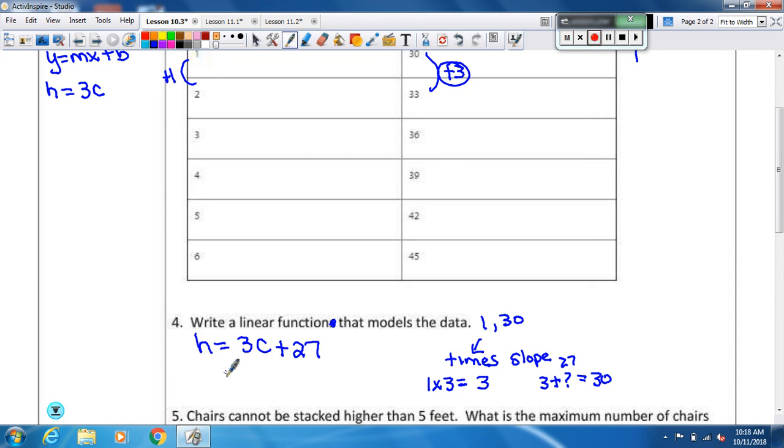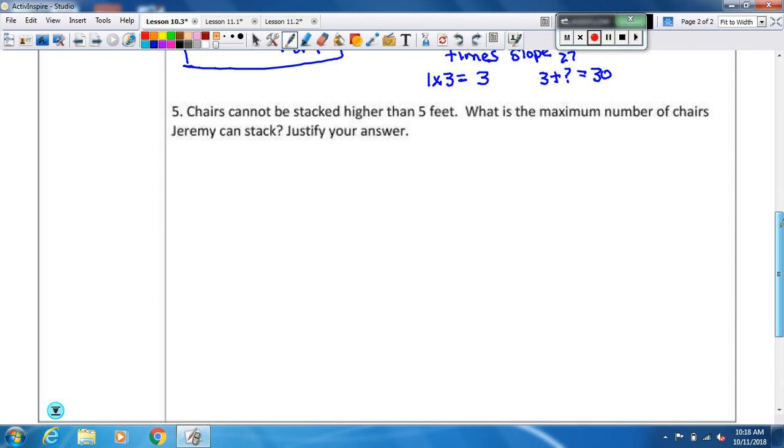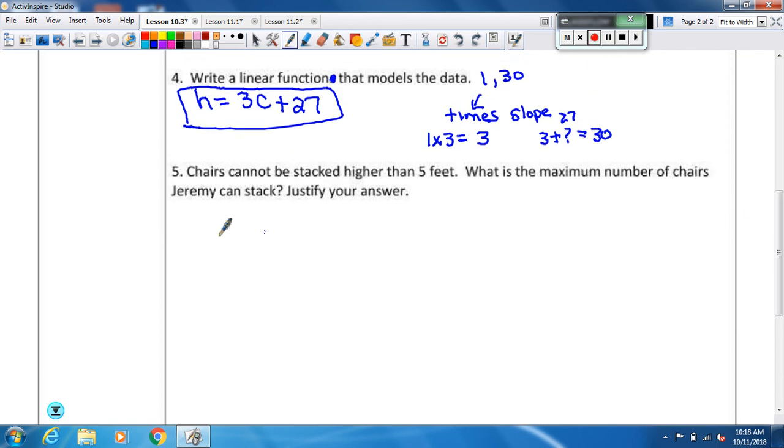So this is the function. Actually, it's more of an equation than a function, but that's the equation that you want. Okay. Chairs cannot be stacked higher than 5 feet. What is the maximum number of chairs Jeremy can stack? Justify your answer. Justify your answer just basically means to show your work.